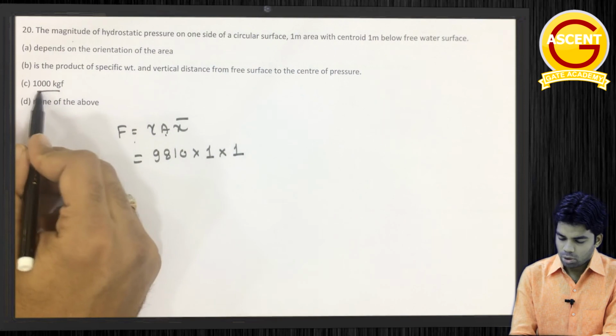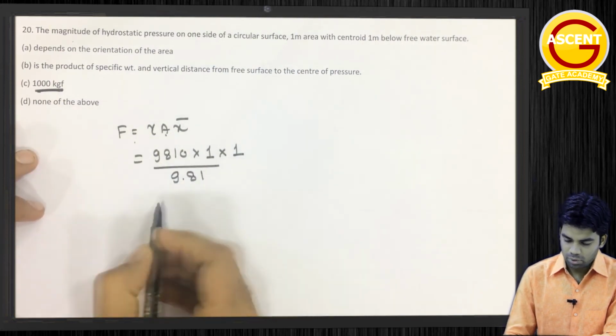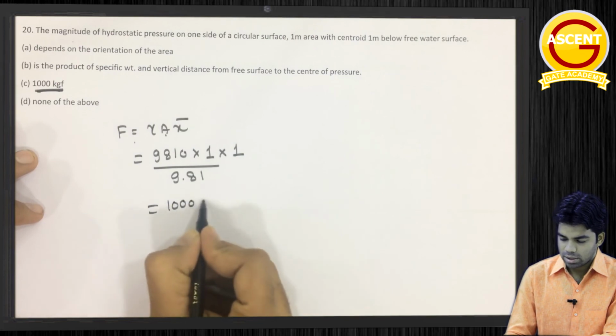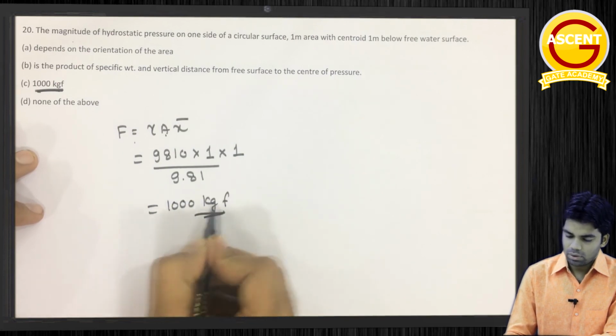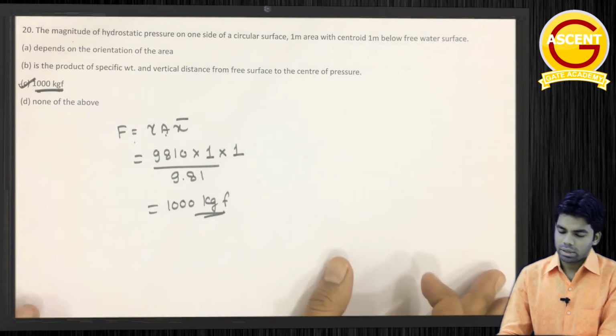Okay, and this option is in kgf, so in order to convert this into kgf, just divide it by 9.81, so this will be equal to 1000 kgf. I think we got the answer. Okay, so answer should be C. The force is equal to 1000 kgf.